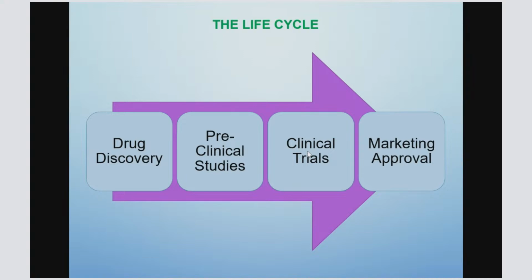Then after this, once the regulatory is satisfied with the data of the clinical trials which the marketing authorization holder has submitted, they will provide the marketing approval. Okay, now you can sell the drug for a particular disease in a particular country or whatever it may be. Then it will come into the market.